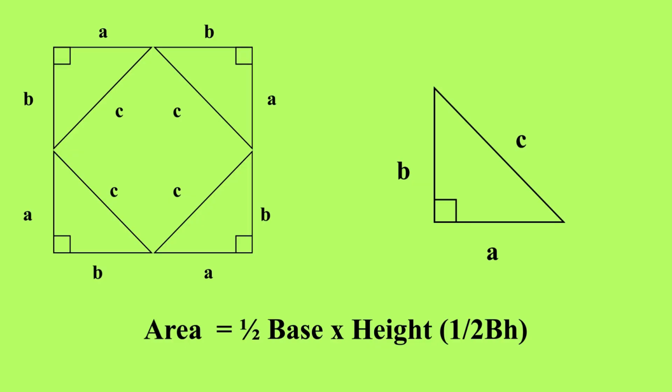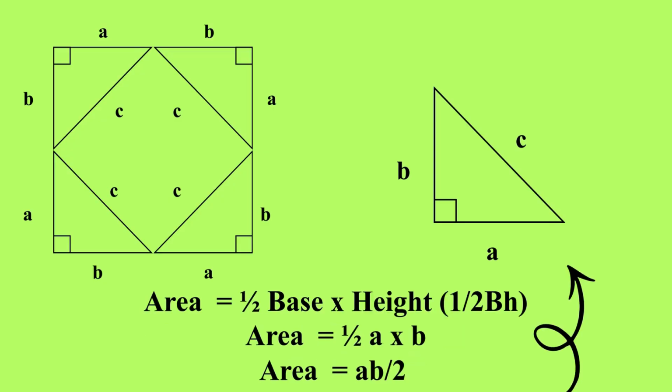So when we plug it into our formula, we get that the area is 1/2 A times B, or 1/2 AB. And we can rewrite this as the area equals AB over 2. And that's going to be the area for this one triangle here.